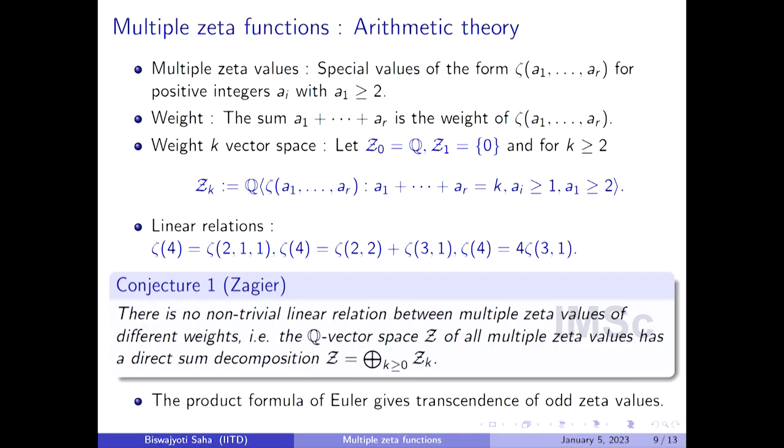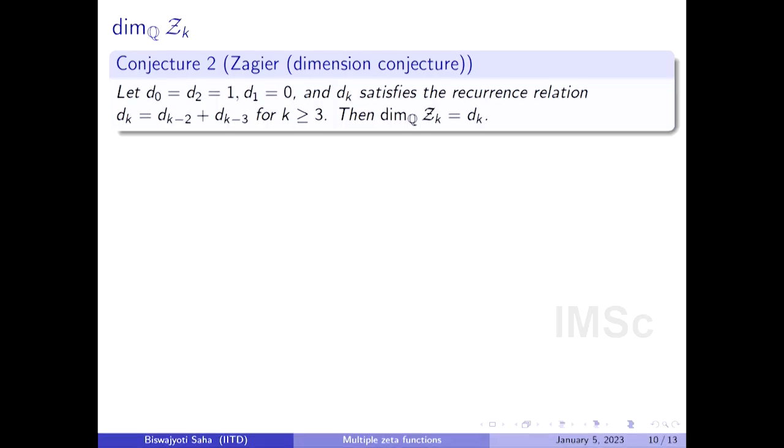So let's go ahead and look at these spaces Zk a bit more carefully. Of course these were generated by weight k multiple zeta values. There are about 2 to the power k minus 2 of them. So these are finite dimensional vector spaces. One asks what are the dimensions. So again Zagier comes to our rescue, and he predicted a certain dimension for these spaces. It looks like a Fibonacci recurrence, but it's not quite, kind of similar, and we understand that these are also exponentially growing numbers. So that's the conjecture, and let's see what's the state of the art.